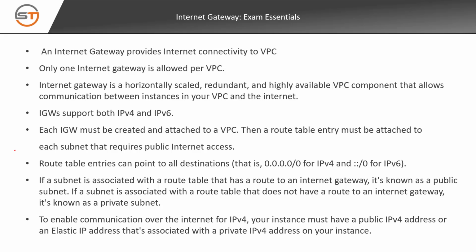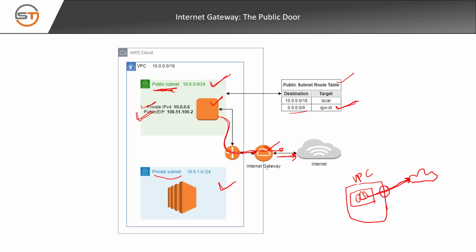You need to understand a few critical aspects of the internet gateway which are important for your exam, and you need to remember them. The first is that an internet gateway provides internet connectivity to the VPC, which we have discussed. Second is that only one internet gateway is allowed per VPC. So if we go back to our earlier slide, you can have only one internet gateway per VPC. You cannot have a second internet gateway over here. That is not allowed.